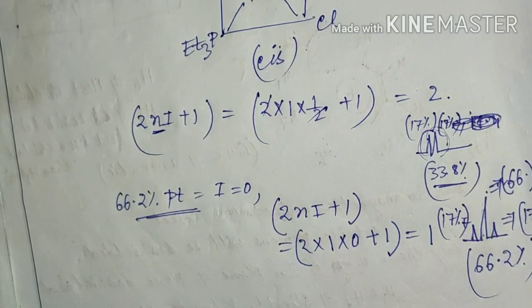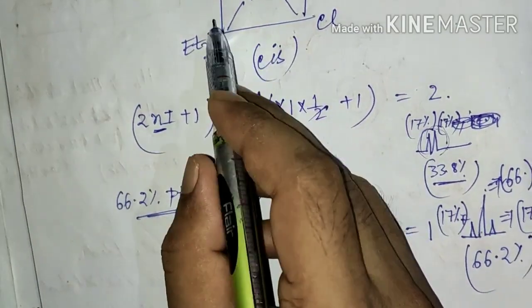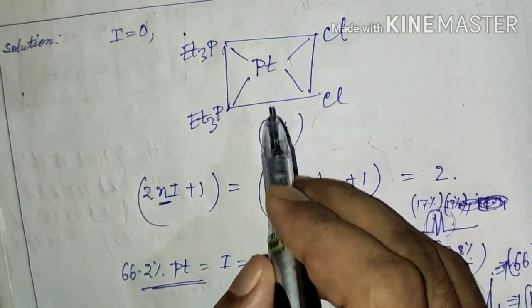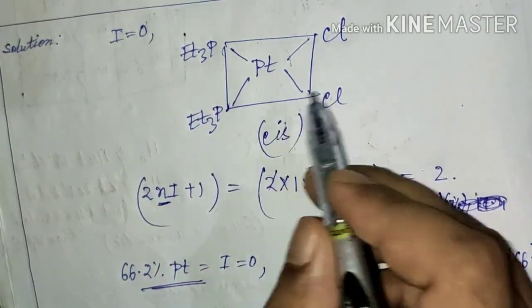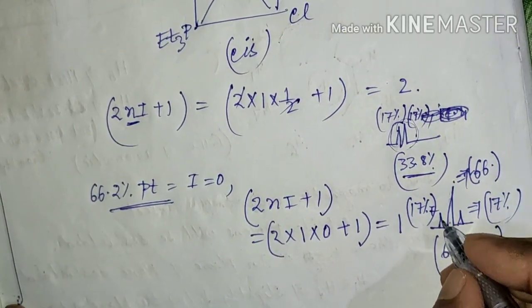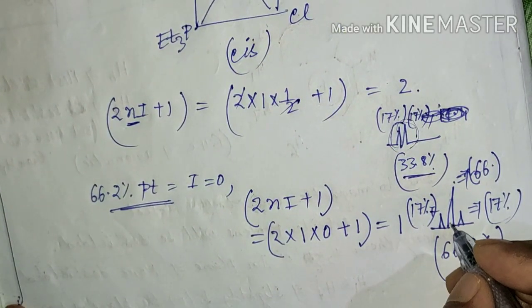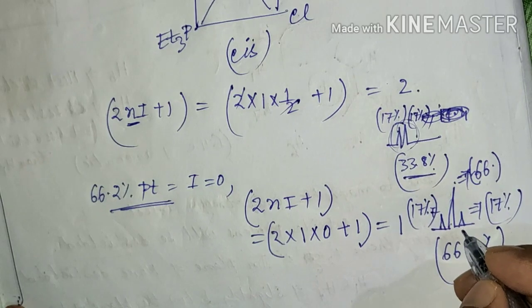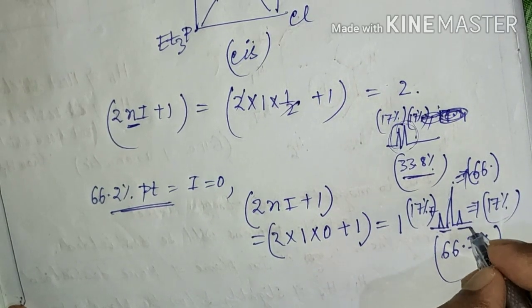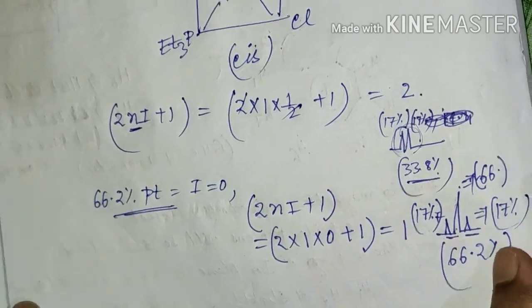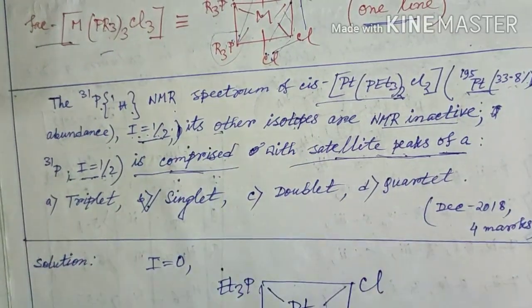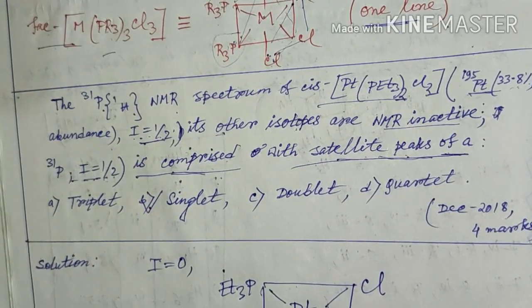That means the phosphorus 31P NMR of this complex will be a singlet, and it is associated with satellite peaks, that is a doublet. Since the intensity of these peaks is very low, these are satellite peaks, and the main peak is a singlet. That means the answer will be singlet. Is it clear? Okay.